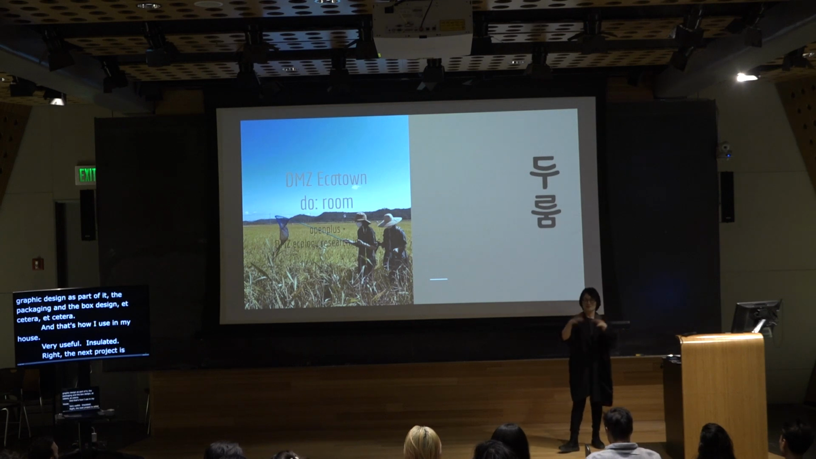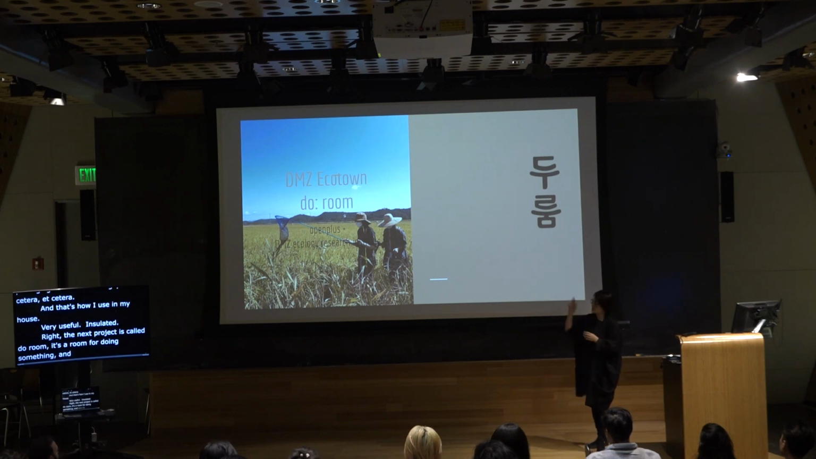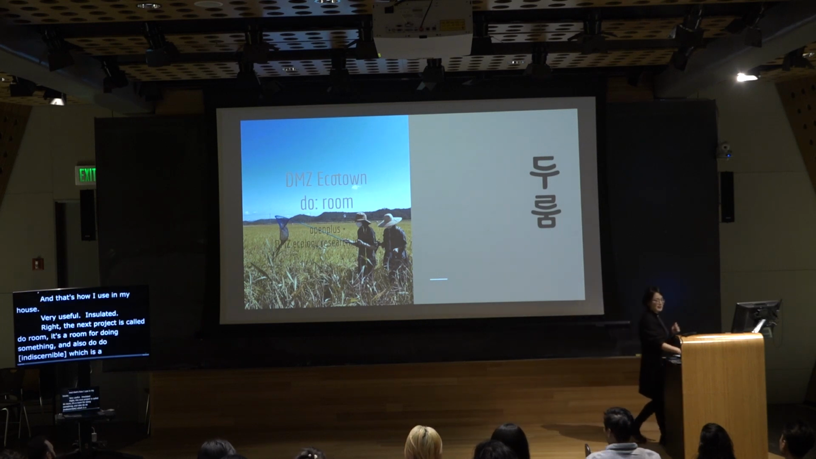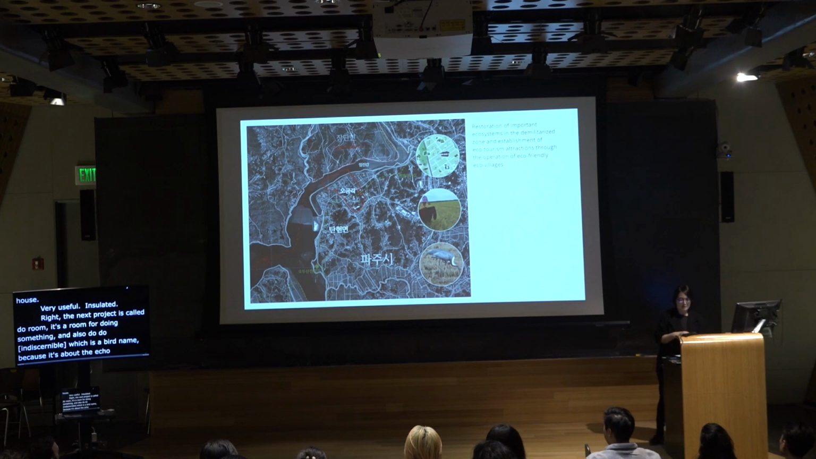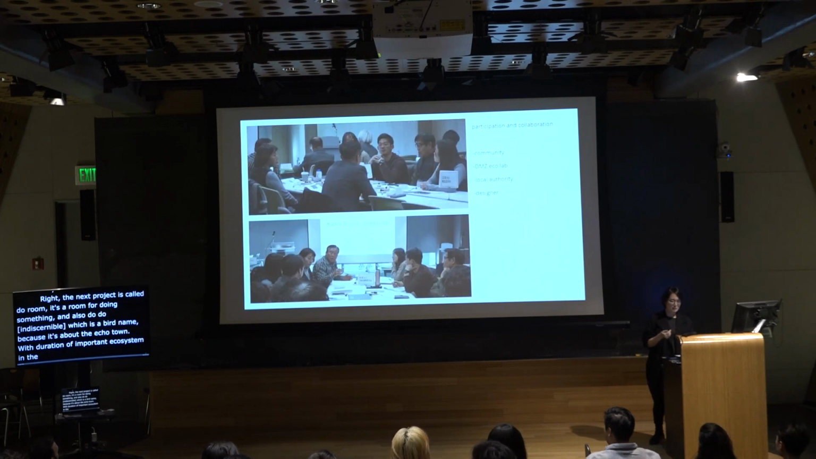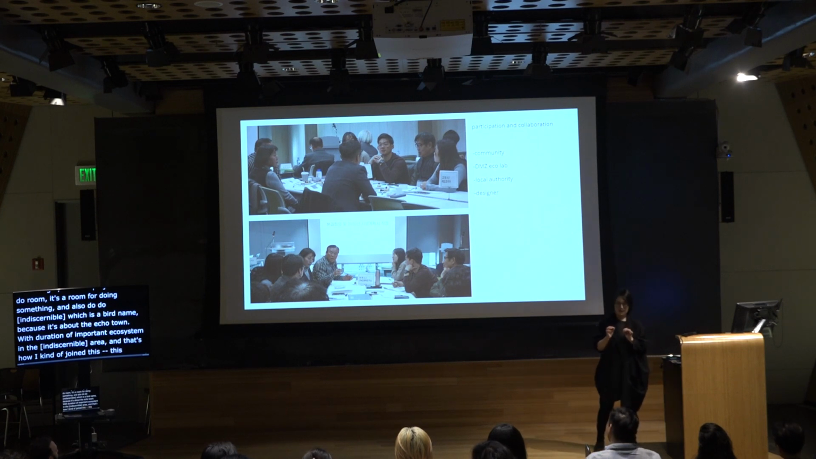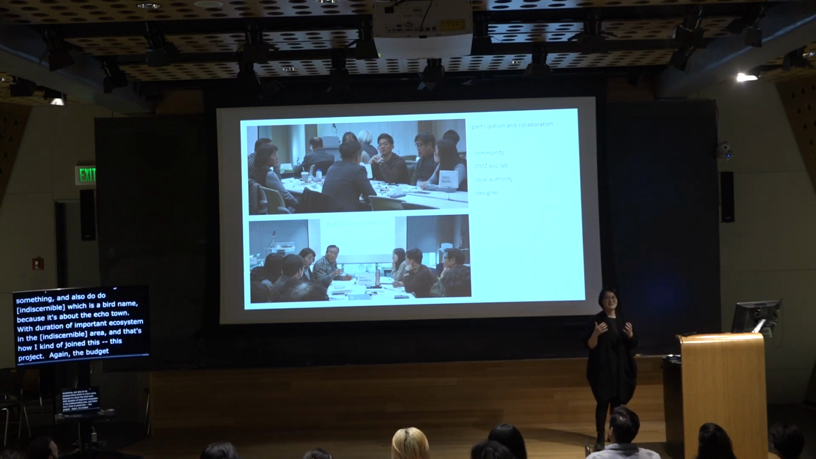Right, the next project is called Jooeun. Jooeun means a room for doing something. And also Jooeun-mi, which is a bird name, because it's about the eco town. Restoration of an important ecosystem in the DMZ area. And that's how I joined this project. Again, the budget was tiny, but they wanted a lot.